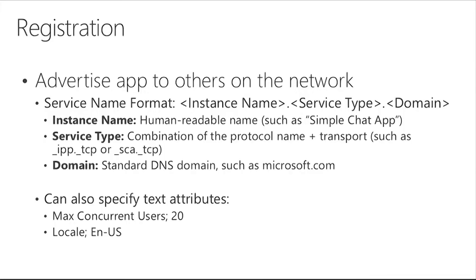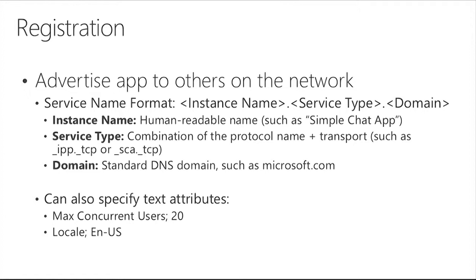When creating a DNS-SD app, the first thing you need to do is to register yourself. By registering your app, other apps will be able to discover you on the local network. When registering the app, you need to provide a service name, which is broken down into 3 individual parameters. The instance name is what the app will show when you put it up on the App Store. It is a human-readable name.